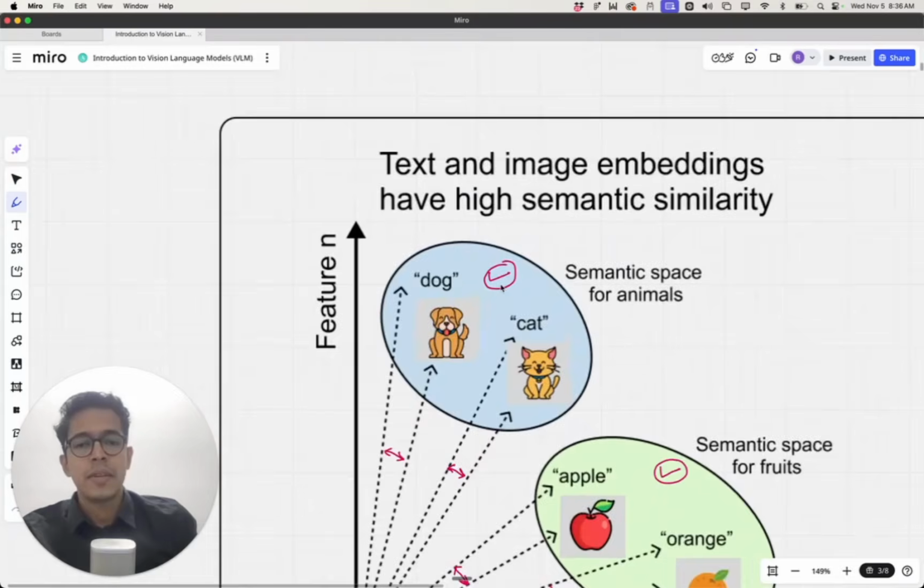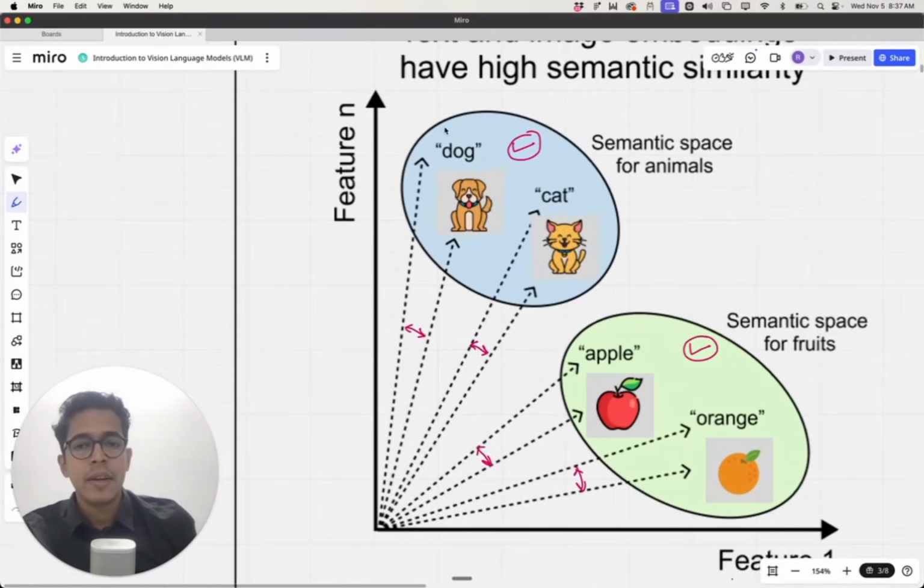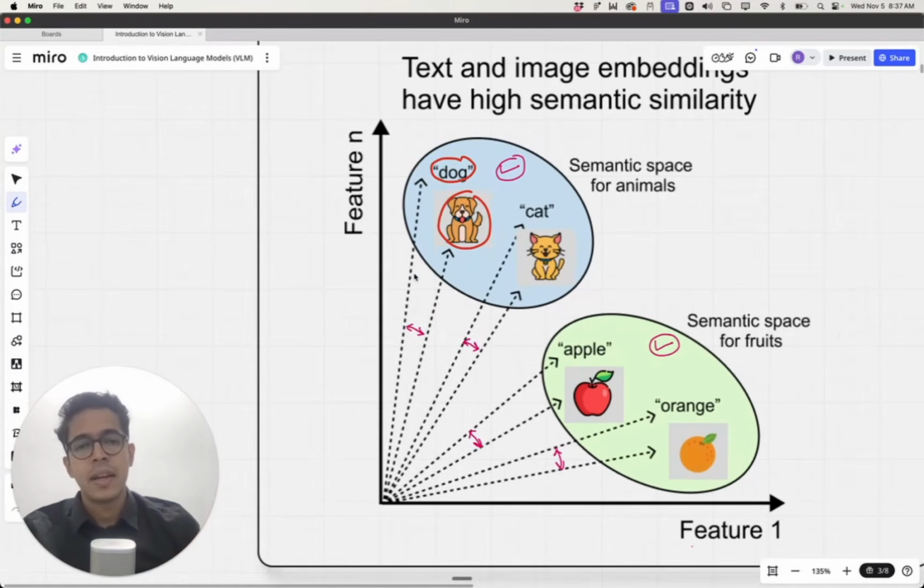There was one more diagram which we discussed in the last lecture, and here you can see that it's an n-dimensional space where we're just showing 2 dimensions. In general, vectors have semantic meaning. So vectors for animals, let's say dog and cat, will point towards a similar or common semantic space for animals. Vectors for apple, orange, etc., will point towards the semantic space meant for fruits. And the cosine similarity between the vector embedding of dog text and the vector embedding of dog image will be very high. Those two vectors will be very similar. So this is essentially what we discussed in the last lecture.